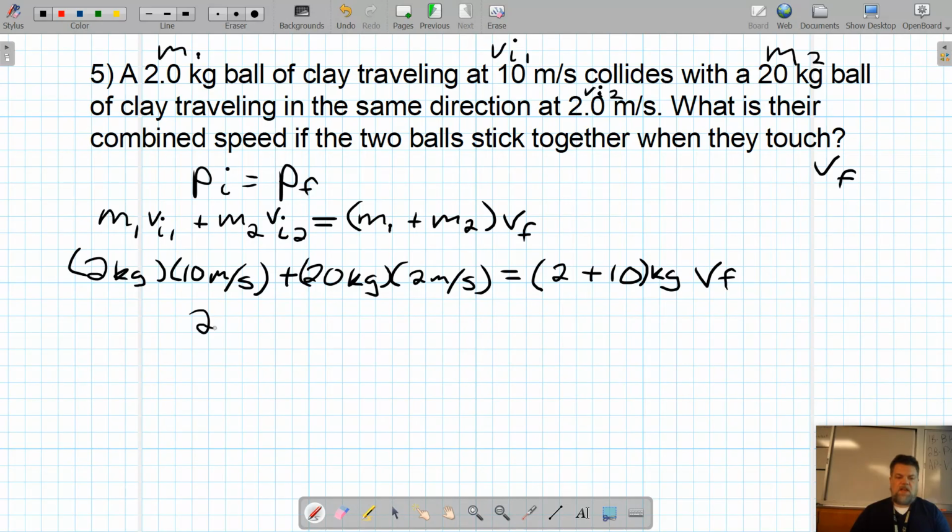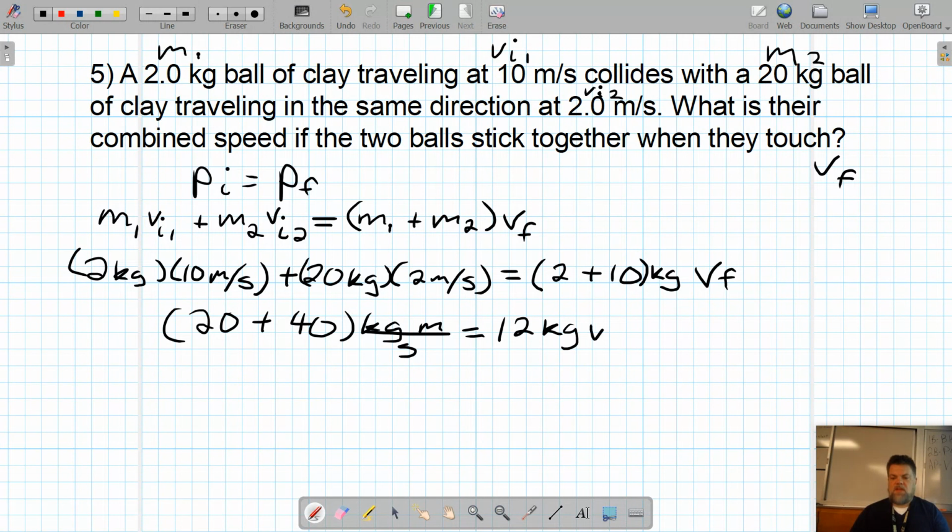So over here we've got 20. Over here we have 40. It's kilogram meters per second. And then over here we have 12 kilograms. And then our velocity is in meters per second.